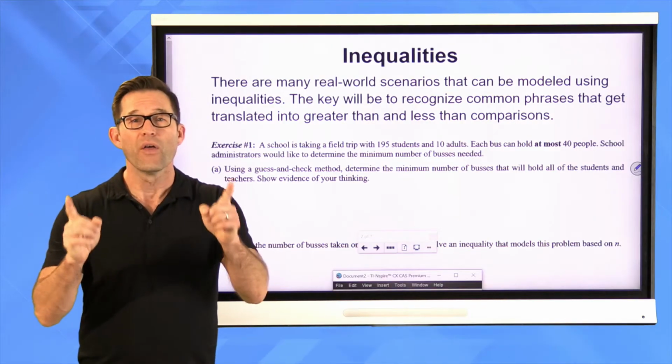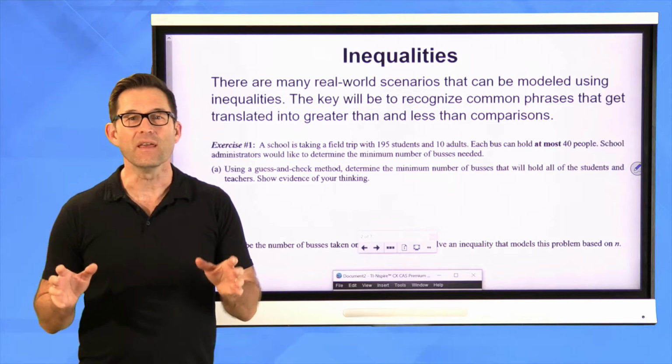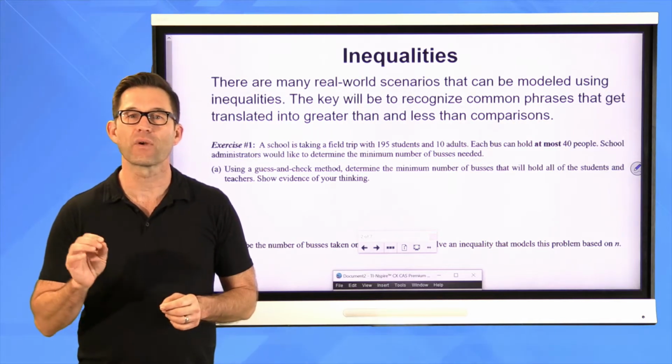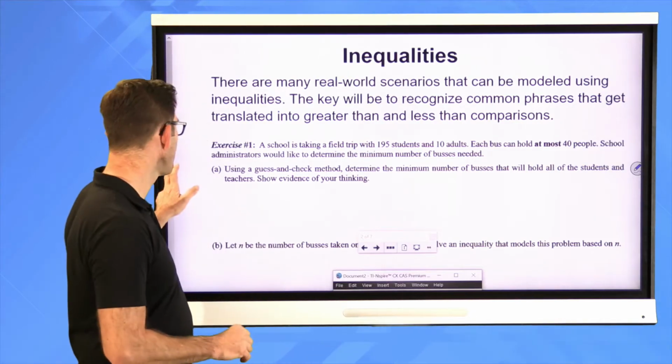Anyway, so there are many real-world scenarios that can be modeled using inequalities. The key will be to recognize common phrases that get translated into greater than and less than comparisons. So let's take a look at exercise number 1.